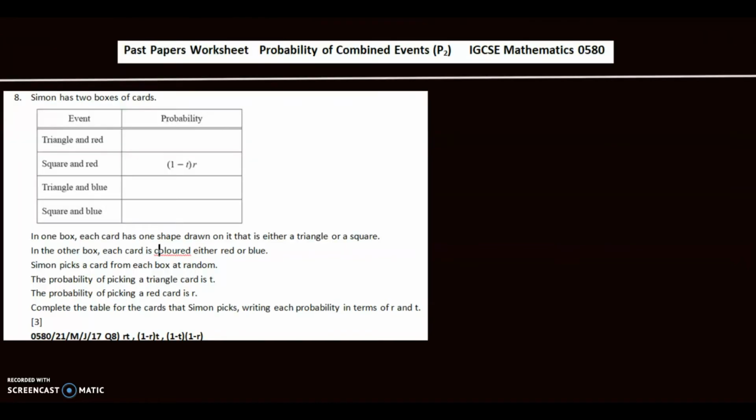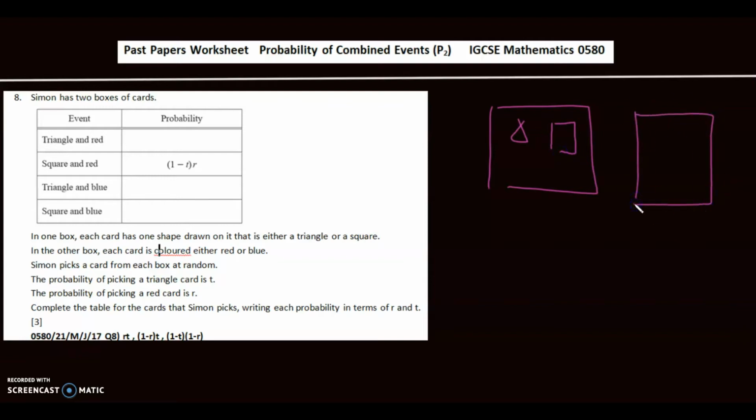Okay, next question. Simon has 2 boxes of cards. In one box, each card has one shape drawn on it that is either a triangle or a square. In the other box, each card is colored either red or blue. Simon picks a card from each box at random. So we have 2 boxes. In one of the boxes, we have triangles or squares, and in the second box we have either red colored cards or blue colored cards.